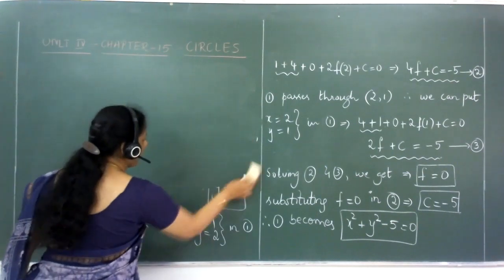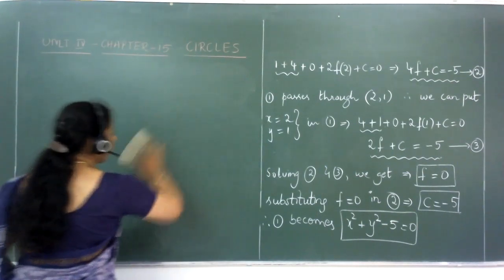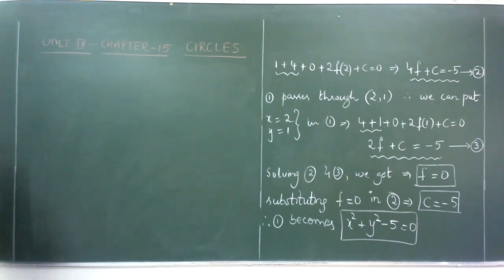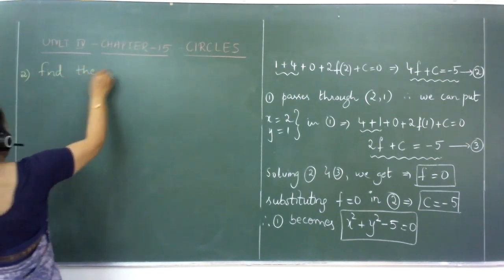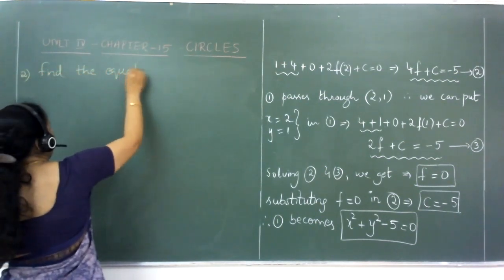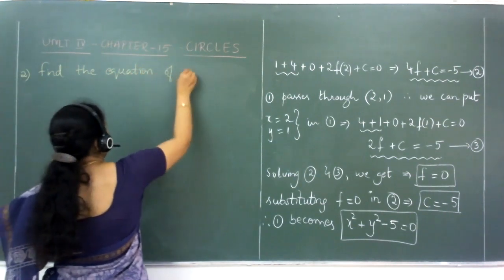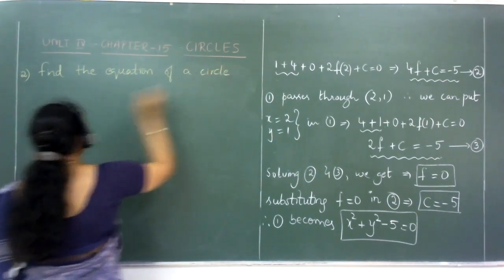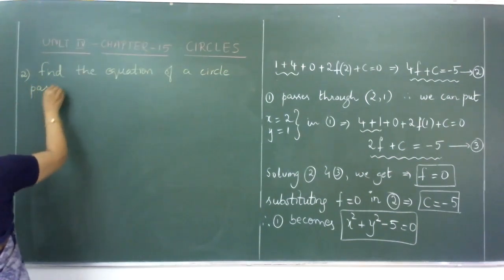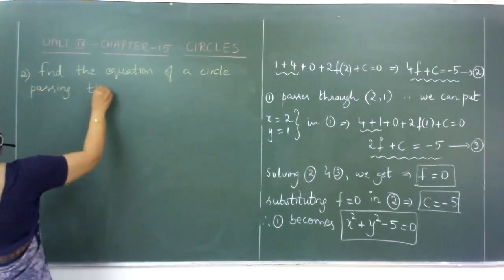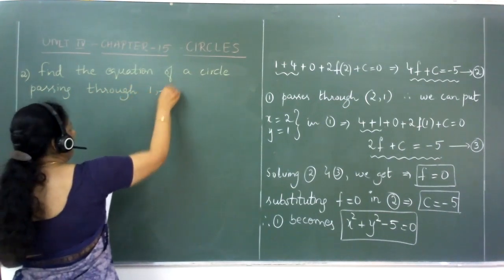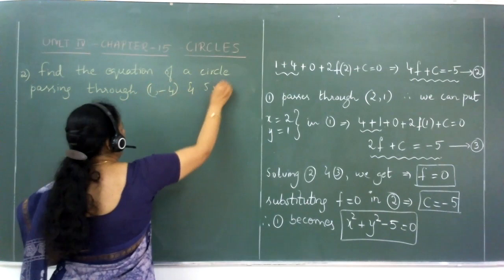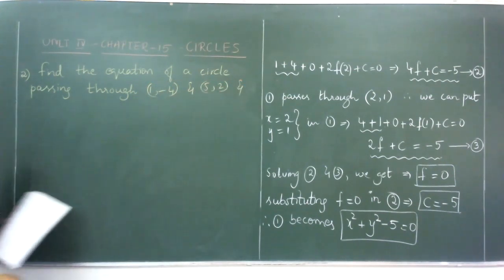We have the next question following this. Second problem. Find the equation of a circle passing through, here also we will be having circle passing through two different points. Passing through 1 comma minus 4 and 5 comma 2. And the third data here is different.